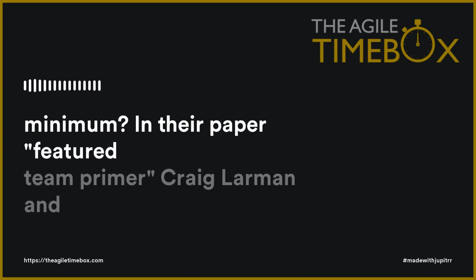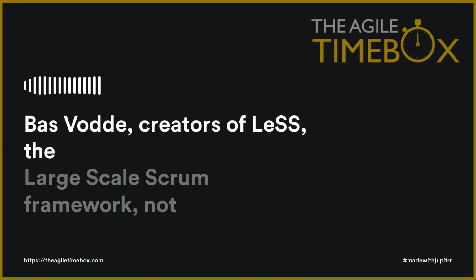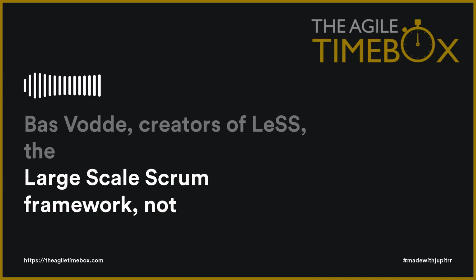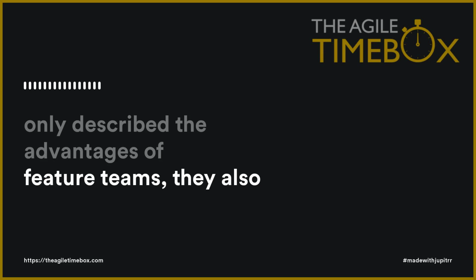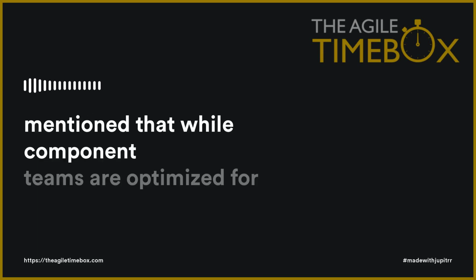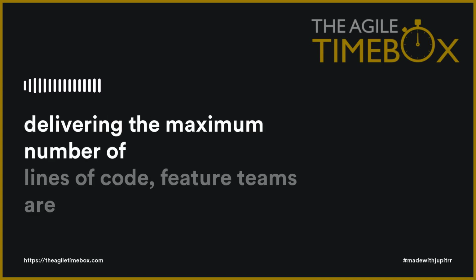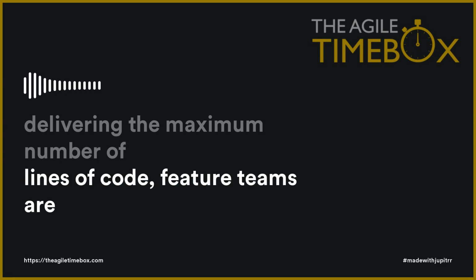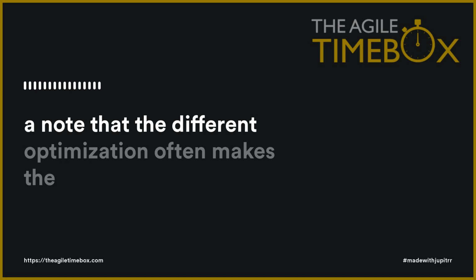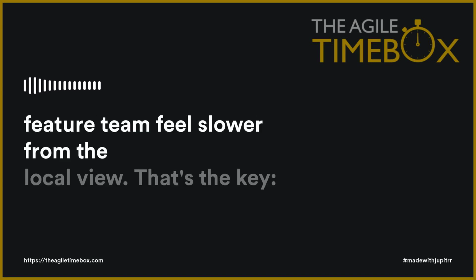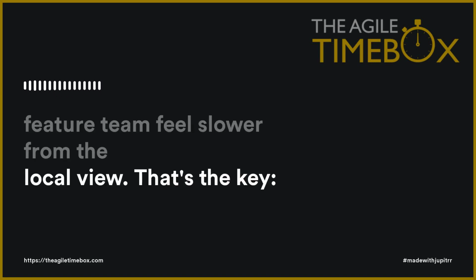In their paper, Feature Team Primer, Craig Larman and Bas Vodde, creators of LeSS, the large-scale Scrum framework, not only describe the advantages of feature teams, they also mention that, while component teams are optimized for delivering the maximum number of lines of code, feature teams are optimized for delivering the maximum customer value. Adding as a note that the different optimization often makes the feature team feel slower from the local view.